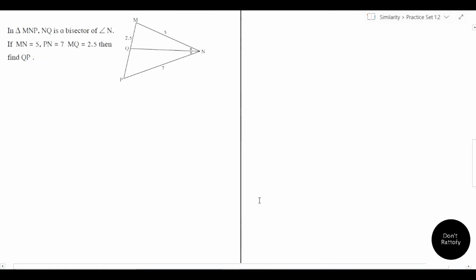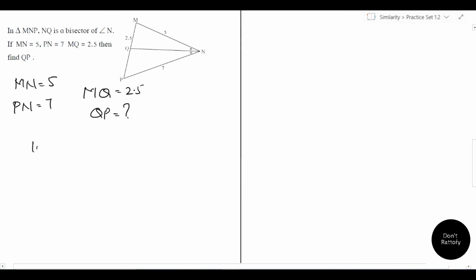Moving ahead, we have here in triangle MNP, NQ is the bisector. I have already known that NQ is the angle bisector of angle N. I have MN is equal to 5. We'll write it down. MN is equal to 5. I have PN is equal to 7. I have MQ is equal to 2.5. Then I have to find QP. We have to find QP is equal to how much?